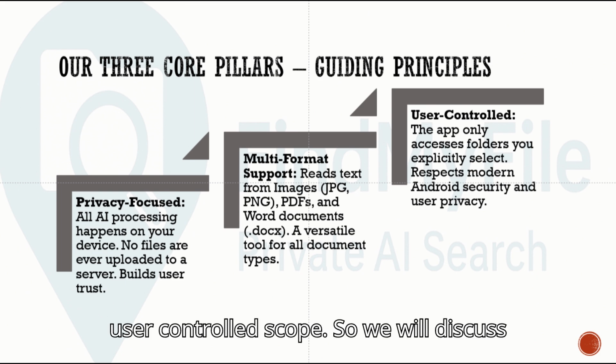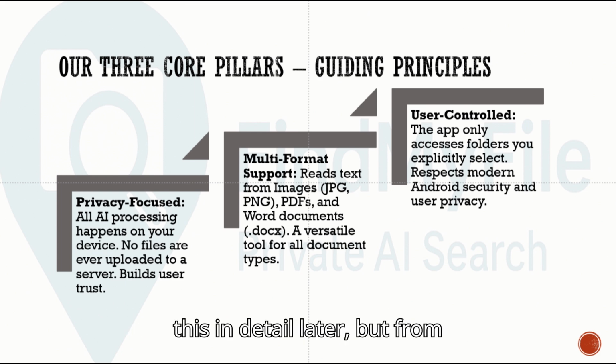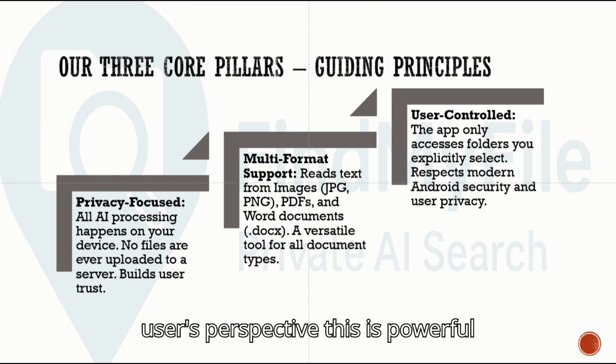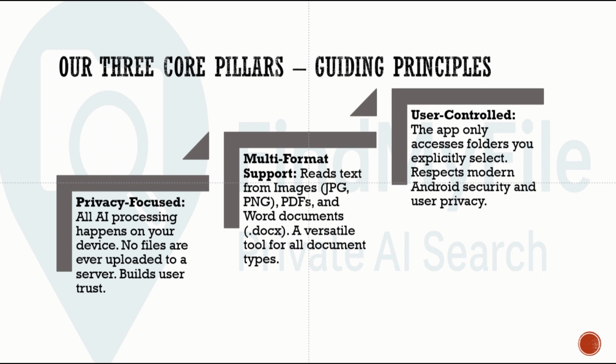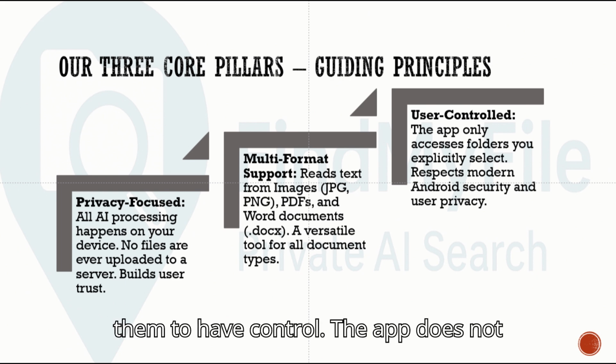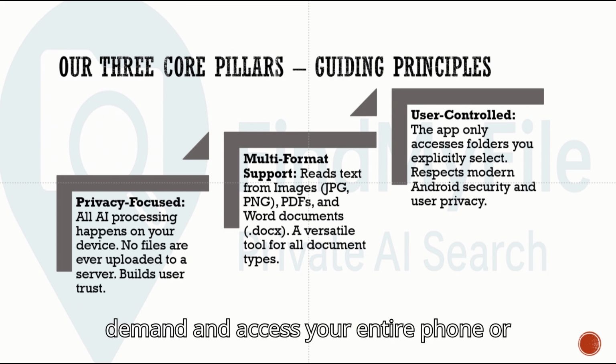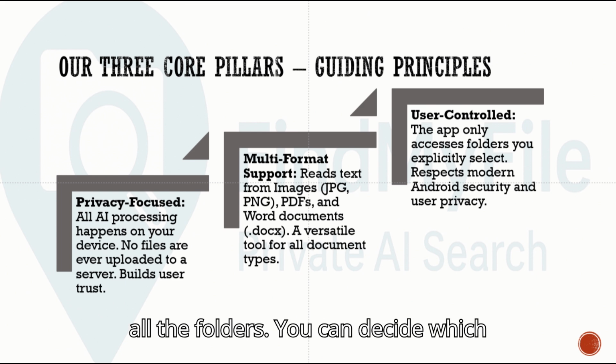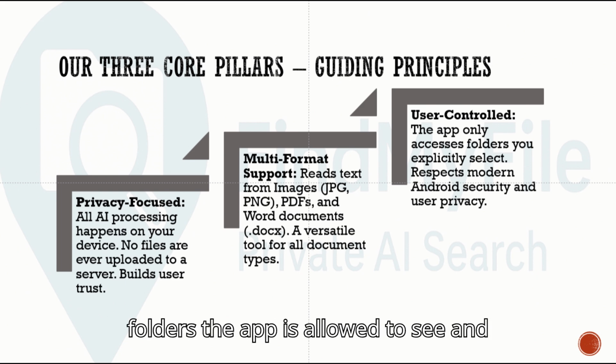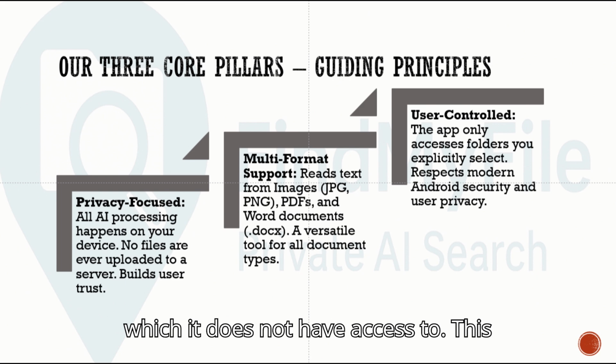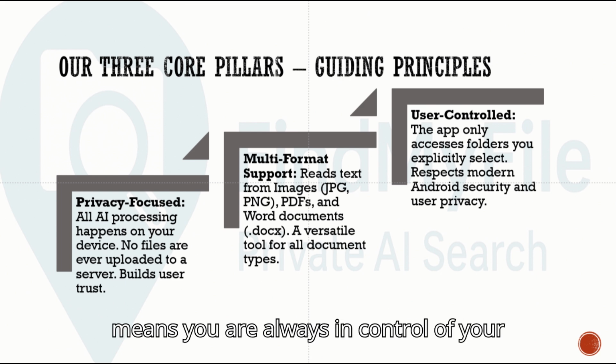And third is user-controlled scope. We will discuss this in detail later, but from the user's perspective, this is a powerful feature because it allows them to have control. The app does not demand access to your entire phone or all the folders. You can decide which folders the app is allowed to see and which it does not have access to. This means you're always in control of your data.